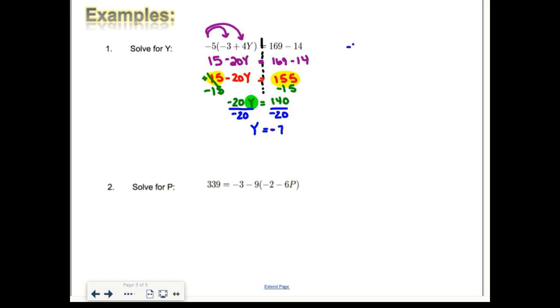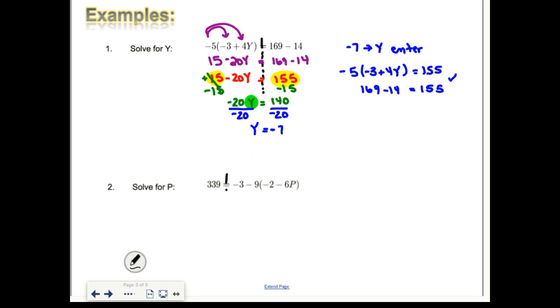Again, you can go and check your work. You could do a negative 7 store into y, and then enter, and you could type, does negative 5 times negative 3 plus 4y, so use your calculator to do that, does that equal the 169 minus 14? And so this is going to equal 155. This would also equal 155. So that tells me that they're good, and your answer is indeed y equals negative 7.